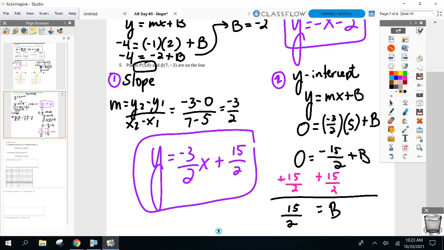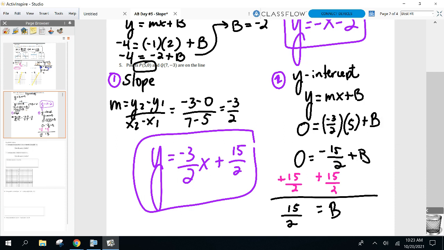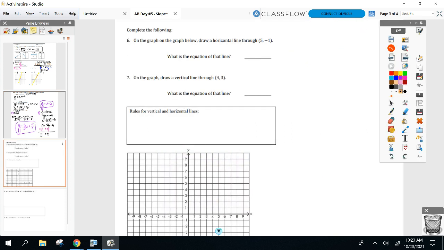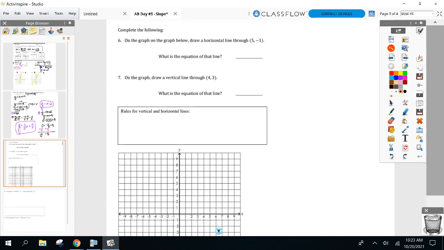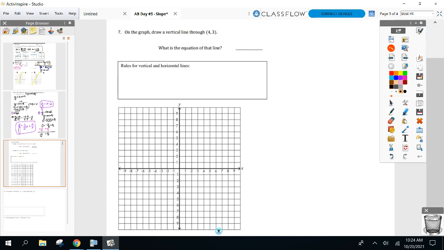Okay, I wanted to just stop real quick and talk about horizontal and vertical lines next, because those are a little bit different as far as their equations go. All right, what I need you guys to do on the graph I provided down below, go ahead, graph 5, -1 for me, and draw yourself a horizontal line going left to right through it.